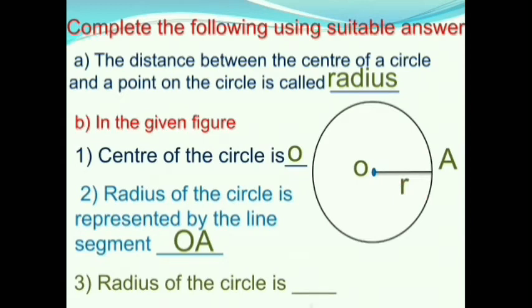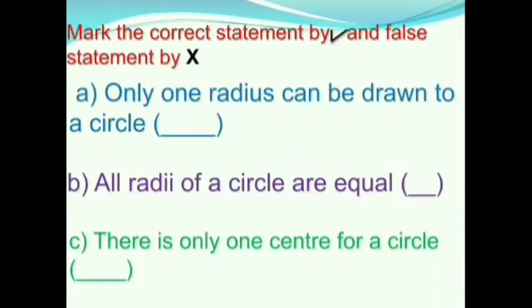R is the radius of the circle. Children, now we will write true or false. First question is, only one radius can be drawn to a circle. Is it true or false? It is false. We can draw so many radii.